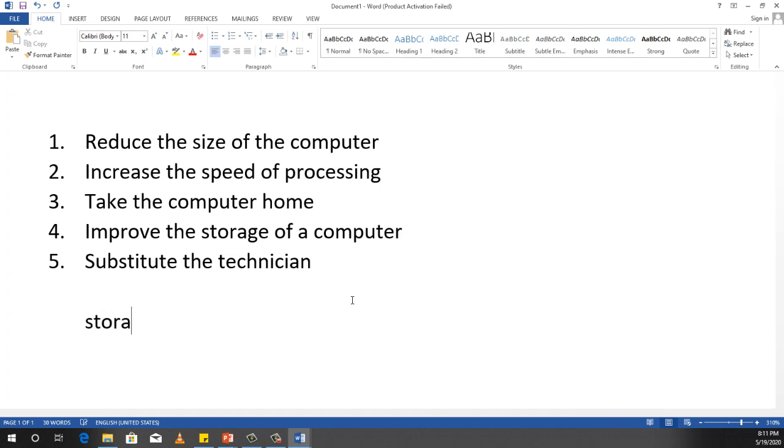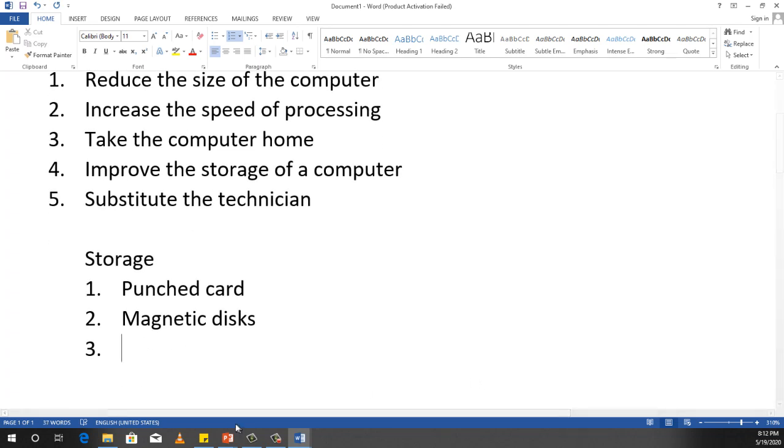Okay, let's talk about the storage. Storage means how they stored their data. So in the first generation, they used the punched card. The second generation, they used what we call magnetic disks. These were used to store data. Then we'll talk about the third generation. So in the second generation, they used both types of storage. If anything goes wrong with the punched card, they could refer to the magnetic disk. If anything goes wrong with the magnetic disk, they could refer to the punched card. So they used both, one as a backup if anything goes wrong.